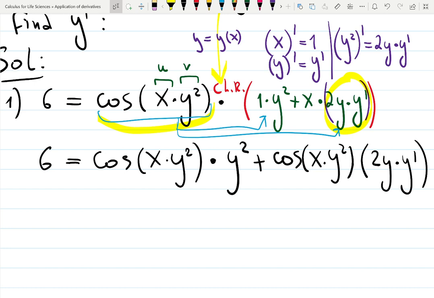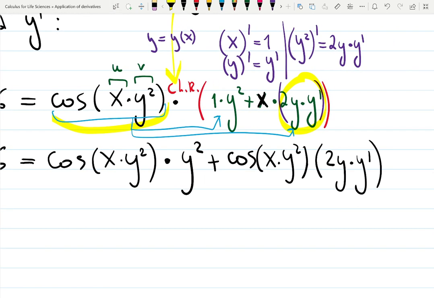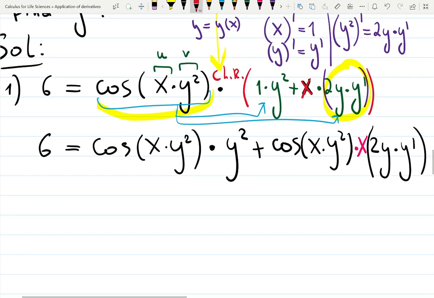Right? Cosine times y squared and cosine times... Oh, I lost x. Did you notice? This x got lost. So it is times x. I lost the x, like so. Don't lose this x. So carefully distribute. Distribute will multiply everything out. You don't need parentheses when you move things around, that's why.